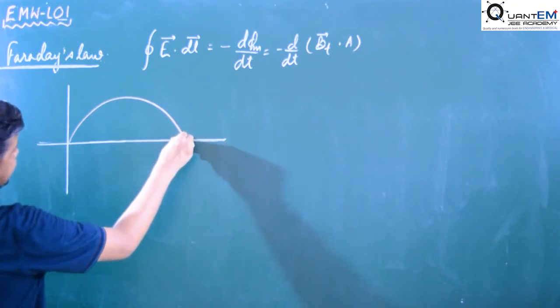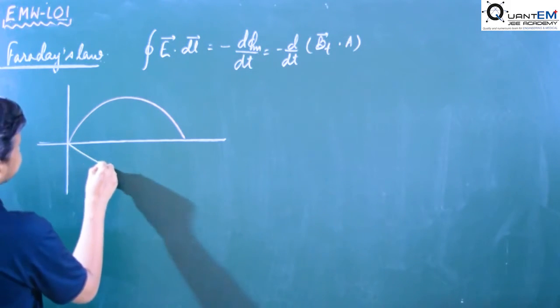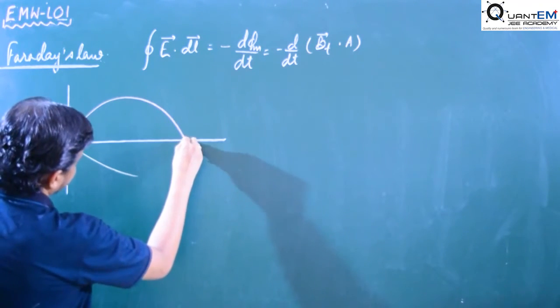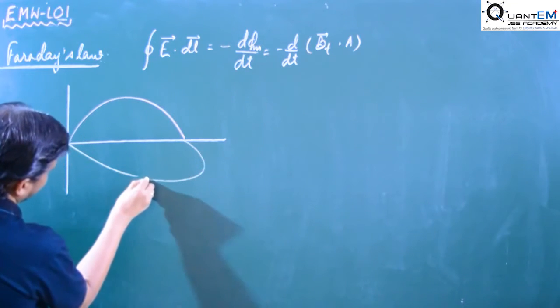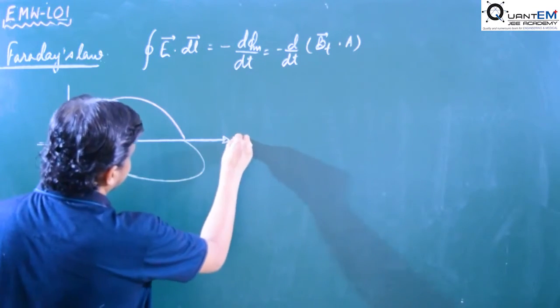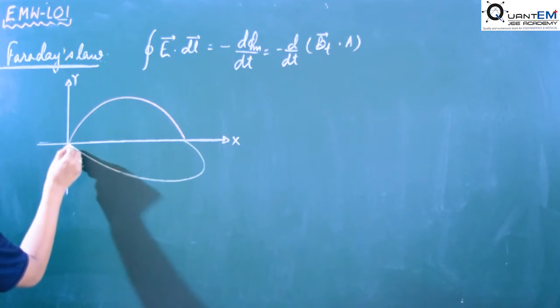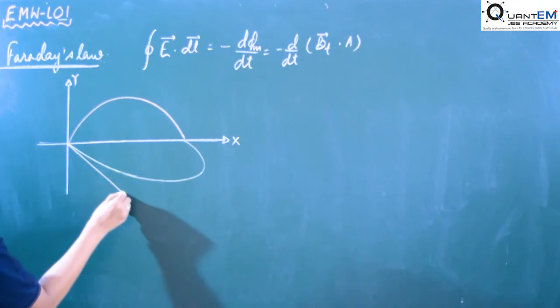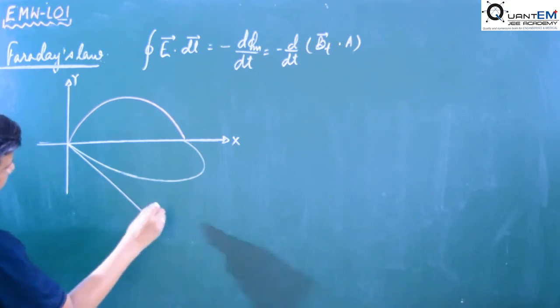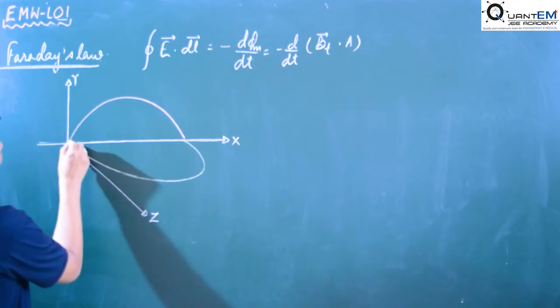This one is the electric wave, and this one is what? The magnetic wave. Okay, this coordinate is x, this coordinate is y, and this coordinate is the z coordinate.